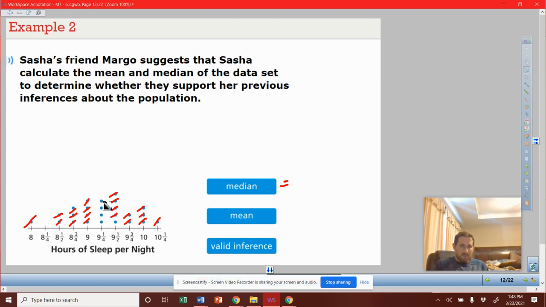It looks like our middle number is 9 1/4. So there we've canceled this one, canceled that one, and we're left with the number that would fall in the middle, 9 1/4. So our median is 9 1/4. So what would the mean be?